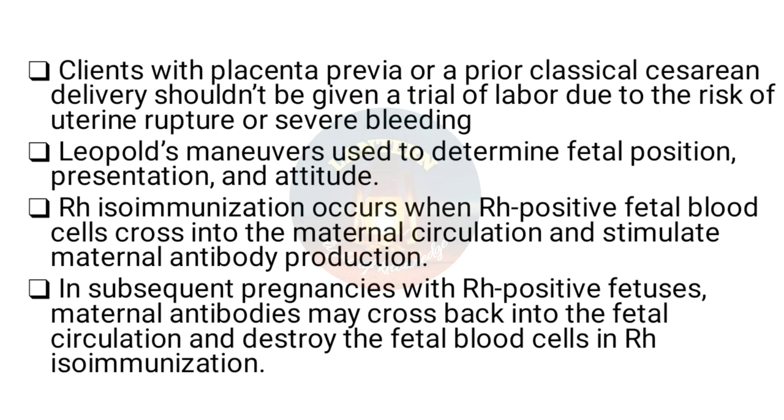Leopold's maneuvers are used to determine fetal position, presentation, and attitude. Rh isoimmunization occurs when Rh positive fetal blood cells cross into the maternal circulation and stimulate maternal antibody production. In subsequent pregnancies with Rh positive fetuses, maternal antibodies may cross back into the fetal circulation and destroy the fetal blood cells in Rh isoimmunization.